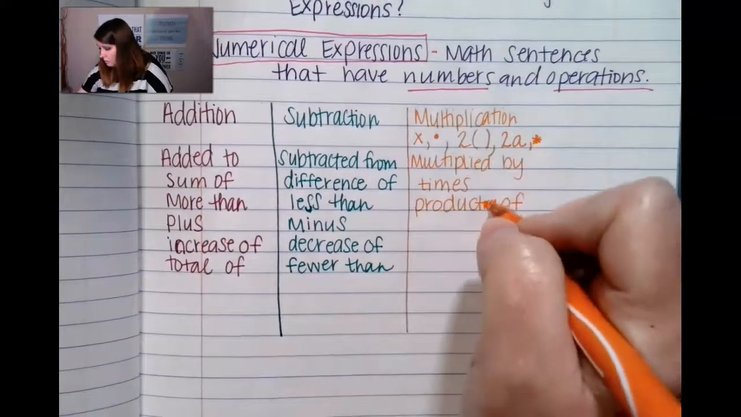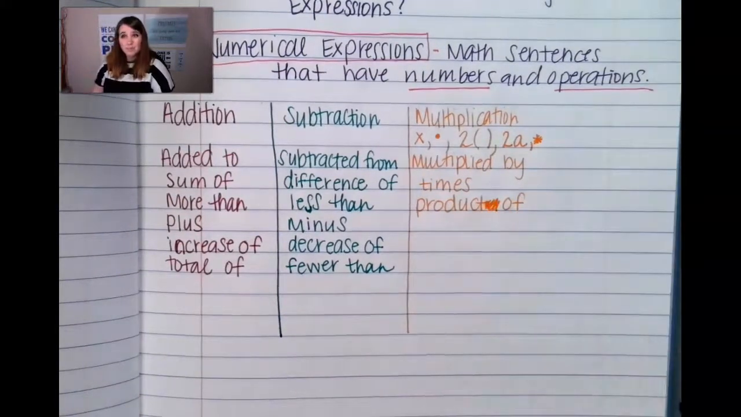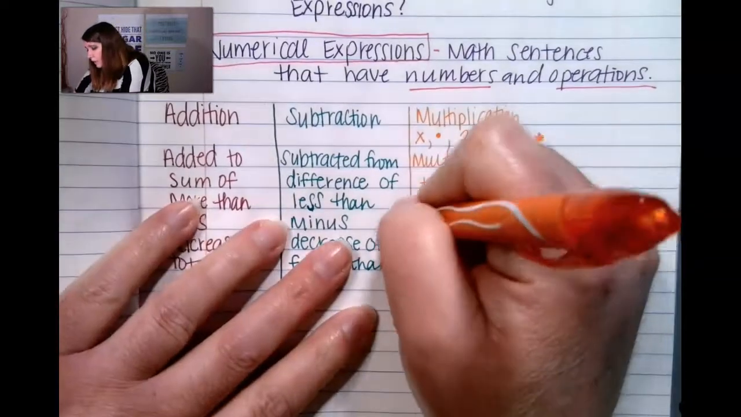Product of. That is a really important one. I don't know why I put a weird U at the end of that. Product of. Okay, so product of. Apparently my spelling is getting worse and worse every day.